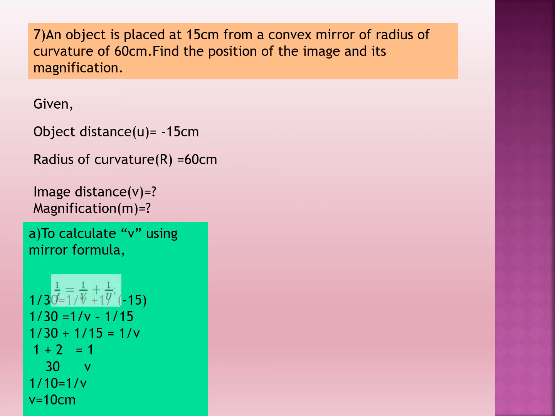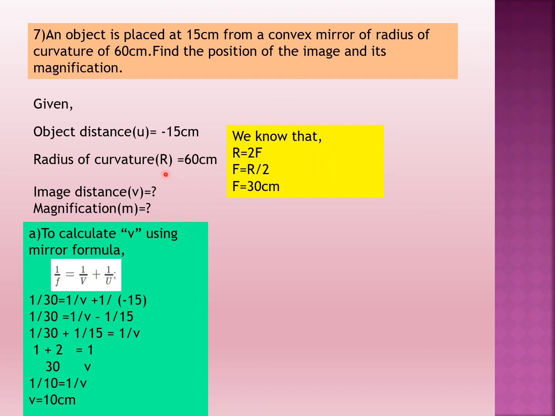Mirror formula is 1 by f is equals to 1 by v plus 1 by u. Now you have this object distance. You have to calculate v. But we don't know this focal length. So for that, we know that this radius of curvature is given to us and R is equals to 2f. So we'll get focal length R by 2. So 60 by 2, that is 30 centimeter. So now we have focal length. We're just going to substitute it here. Focal length is positive in case of convex mirror. If it was concave, it is going to be negative.